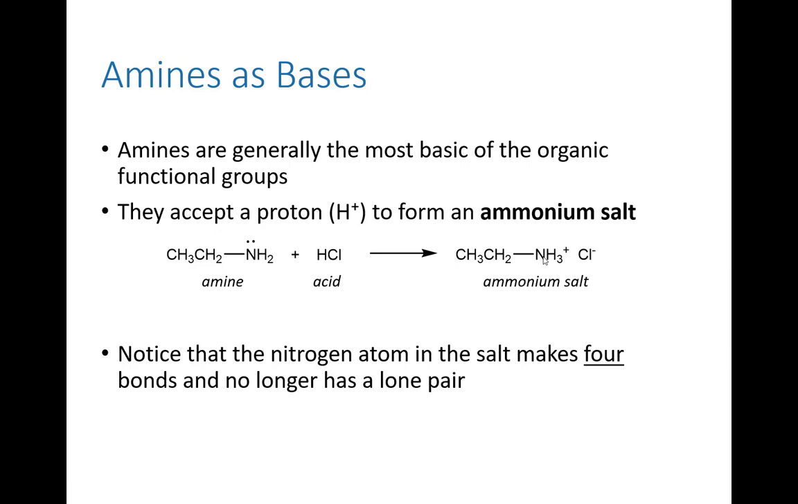We also saw that earlier with the carboxylic acid salts. We had O-. In those cases, oxygen, instead of making 2 bonds, was making only 1 bond and has 3 lone pairs. So whenever we have an ion on an organic molecule, it's going to be unlikely to follow the standard bonding rules for at least one atom, usually nitrogen or oxygen or sulfur.